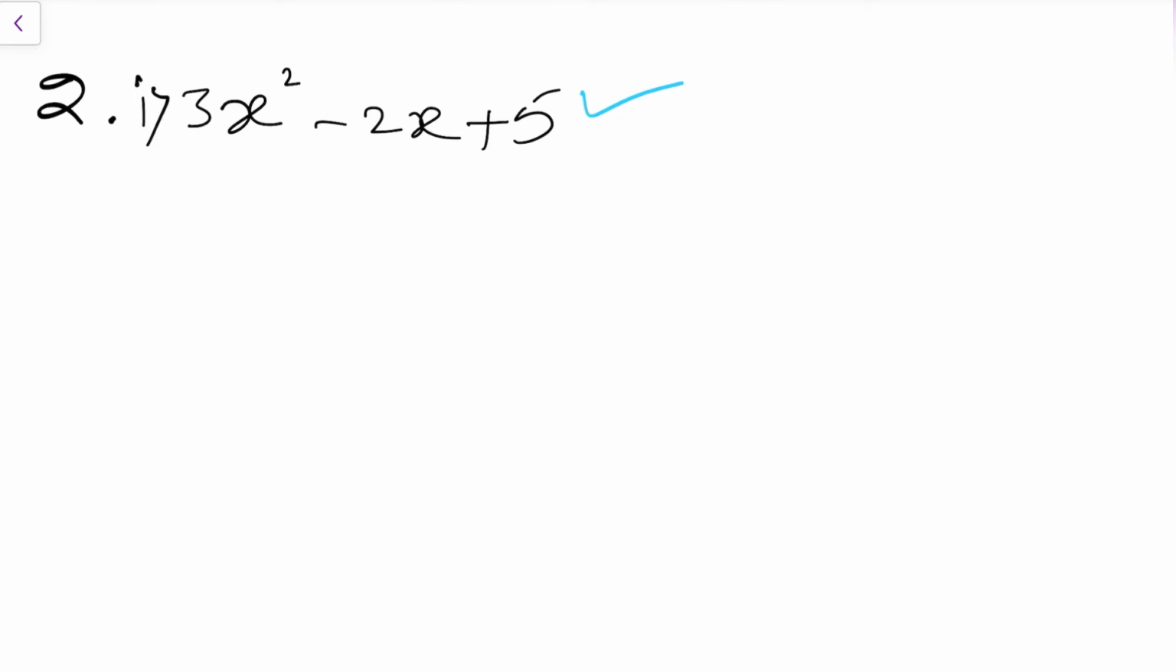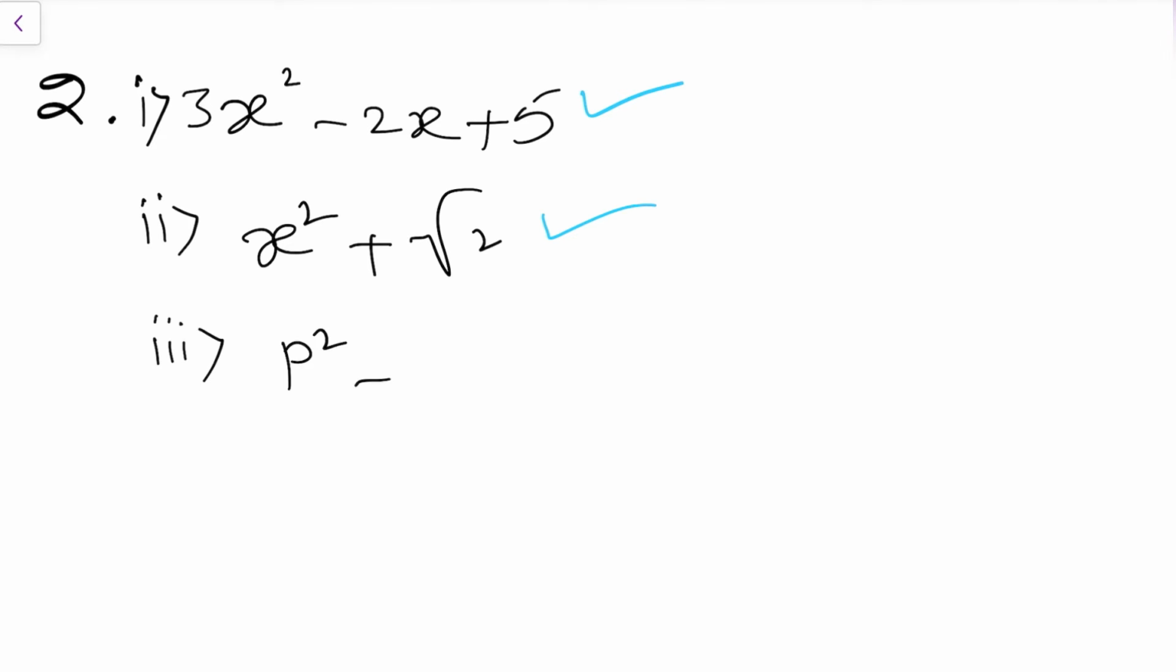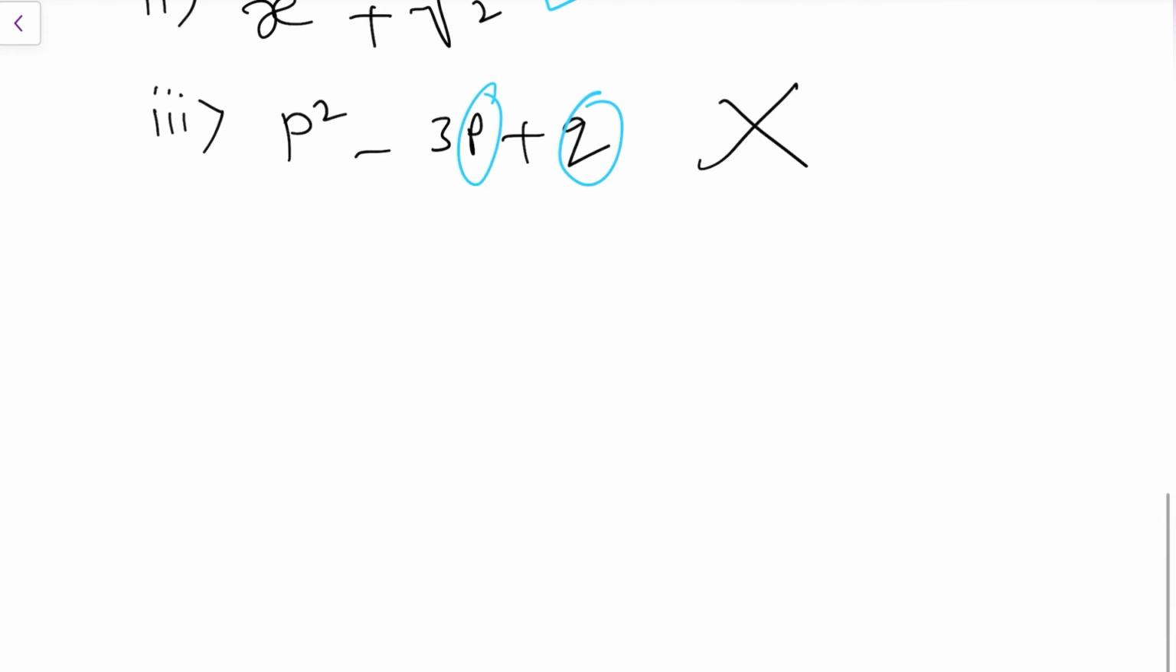Next, second question in this, x square plus root 2. In this also only one variable is there, so that's why this is also a polynomial in one variable. Next question number 3. P square minus 3p plus q. If we observe this clearly, here we have two variables, one is p and one is q. So this is not a polynomial in one variable.